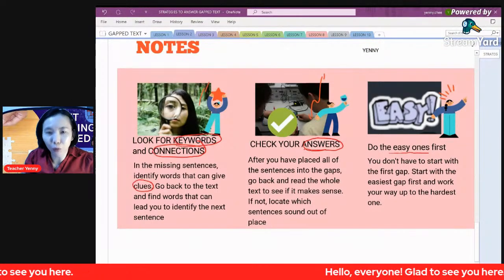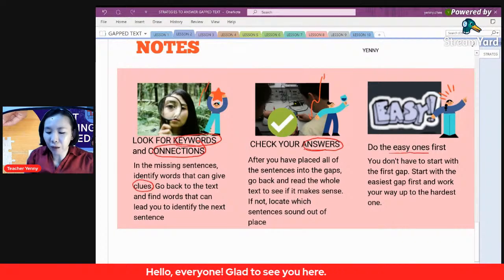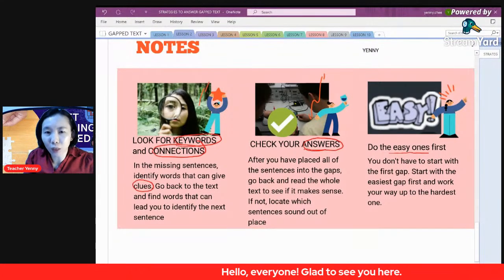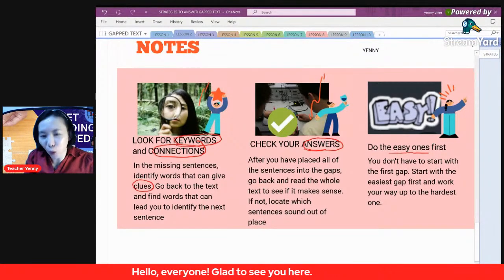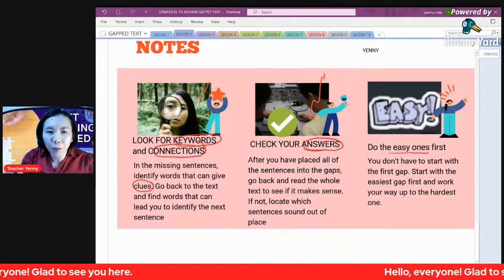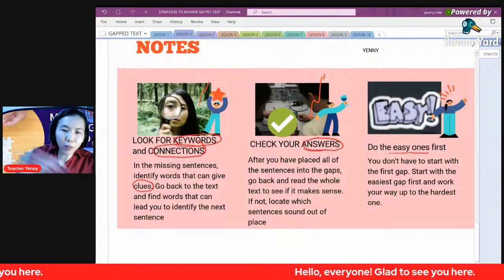If you feel that the first gap is very difficult for you to fill in, then you look for the easiest ones. You don't really have to do the first one. If the first one is the hardest one, then you move on to the next one. All right, so is it clear? If it's clear, then we'll move on to examples.